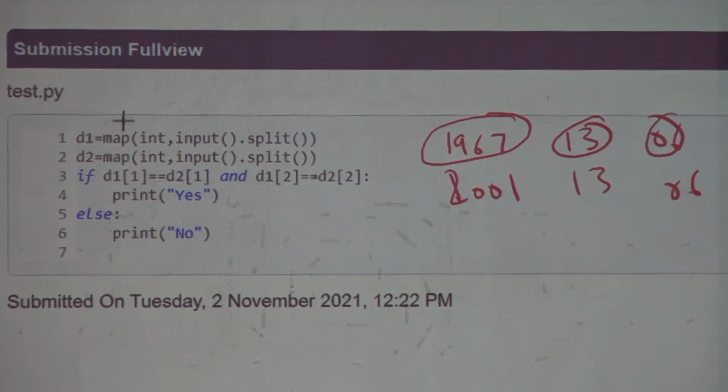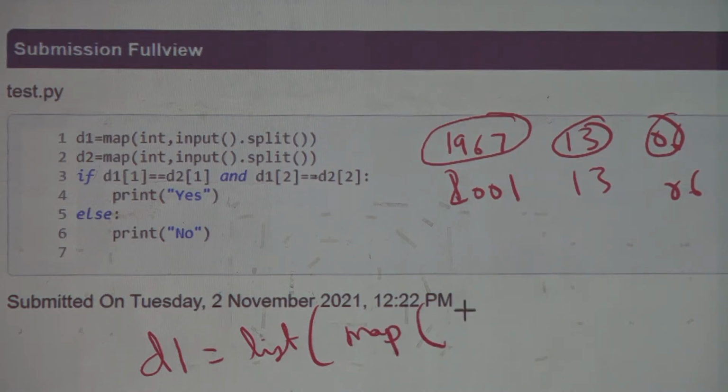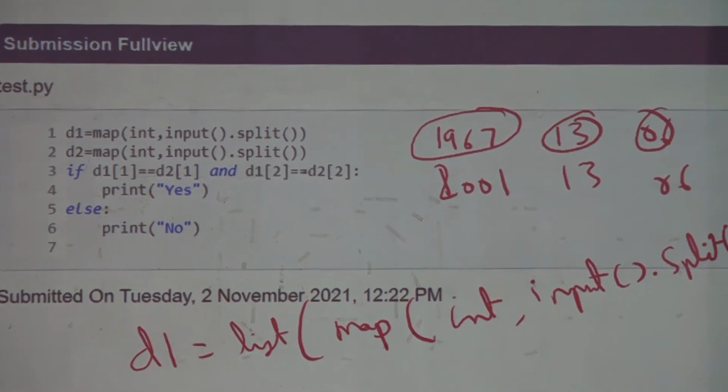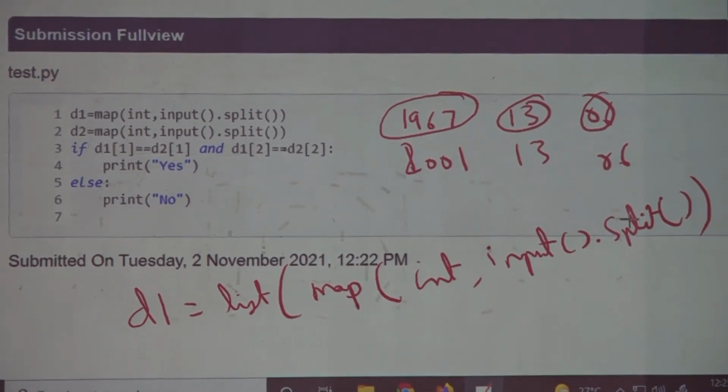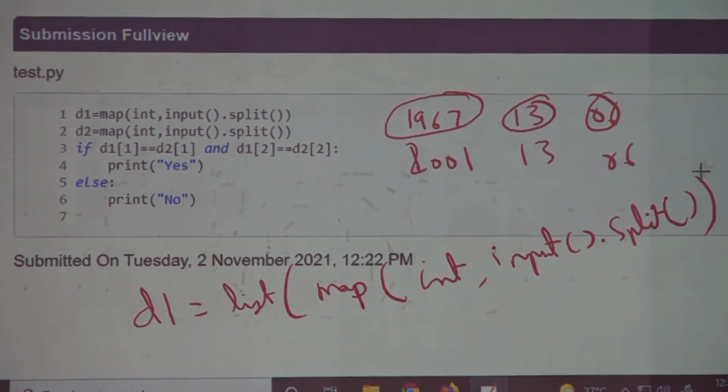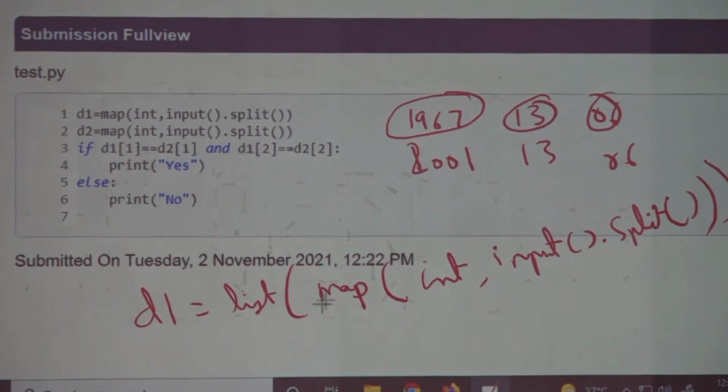Actually, you should produce it into a list. Ideally, the better way to do it is, because it's an iterator, I would feel more comfortable if it's a list. So D1 is equal to list(map(int, input.split())). If you write it like this, it is better. One more for the list, convert this list.